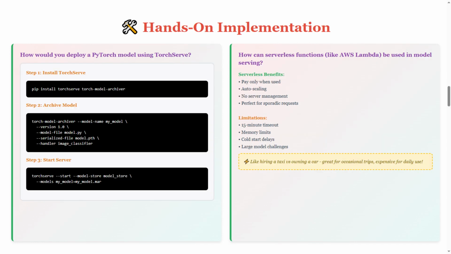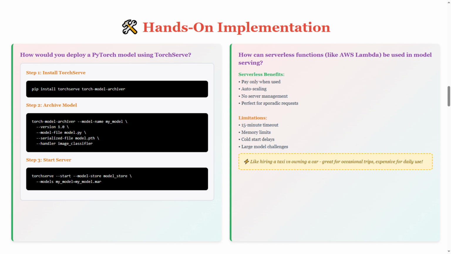Let's get our hands dirty with hands-on implementation. First question: how would you deploy a PyTorch model using TorchServe? Now, let's look at the code section. We have 3 main steps. Step 1 is install TorchServe. Step 2 is archive model. Step 3 is start server.